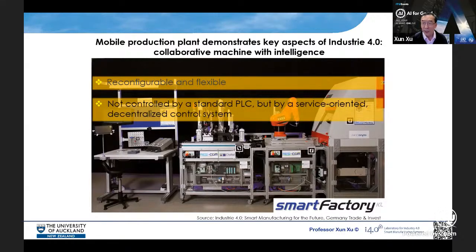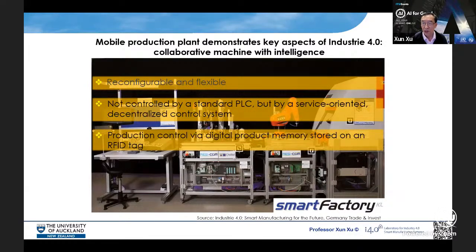Well, the way to make it flexible is actually not to use some of the standard PLC technologies. You probably want to use things like service-oriented and decentralized control systems because you're moving things around. So control needs to be decentralized.